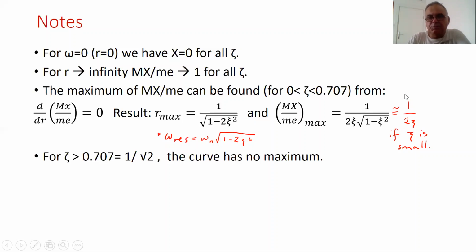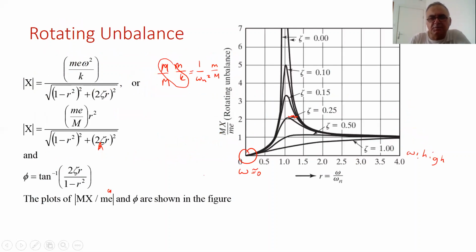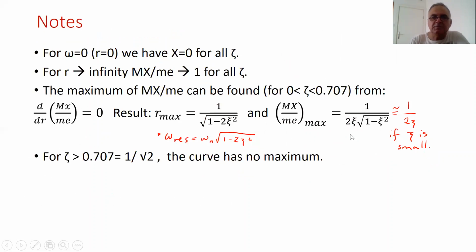And also, if we look at these curves, after the damping is increased to a certain value, the curves have no maximum anymore. After the point of zeta equals 1 over root 2, or 0.707, the curves have no maximum at all. So they don't have a peak like a resonance. So for very high values of damping, there is no resonant peak in the frequency response.